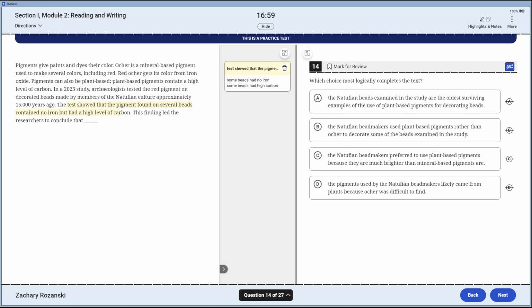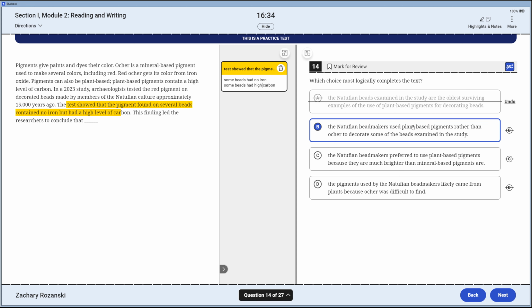I'm going to go back one sentence. I've got nothing. I just have a singular year. I've got nothing that would logically make me carry the statement that no other ones had this. It's just that it's old. The bead makers, rather than others, use plant-based rather than ochre to decorate some of the beads. This one I like. I'll go looking in the text, but my science knowledge is telling me the carbon seems to be the plant-based.